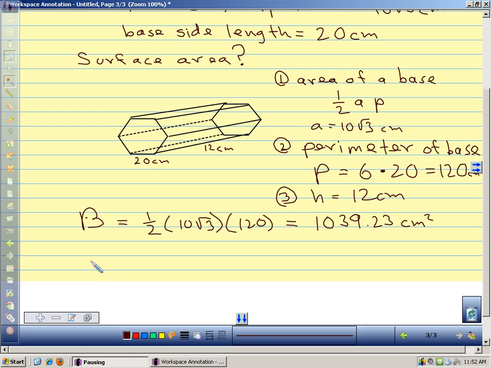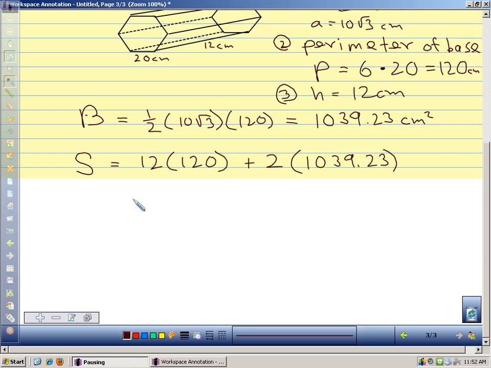Now we have the height, we have the perimeter of the base, so now we can find our surface area. Surface area equals the height times the perimeter, 12 times 120, and we're talking about the perimeter of the base, plus 2 times the area of the base, 1039.23. And if we calculate that all out, we get 3518.46 centimeters squared.